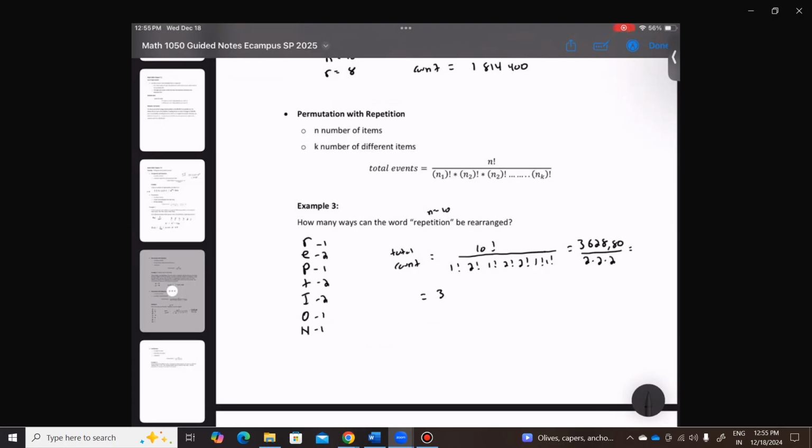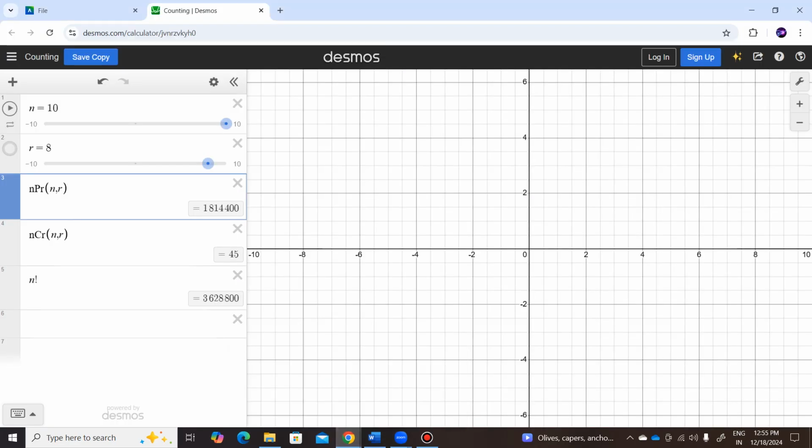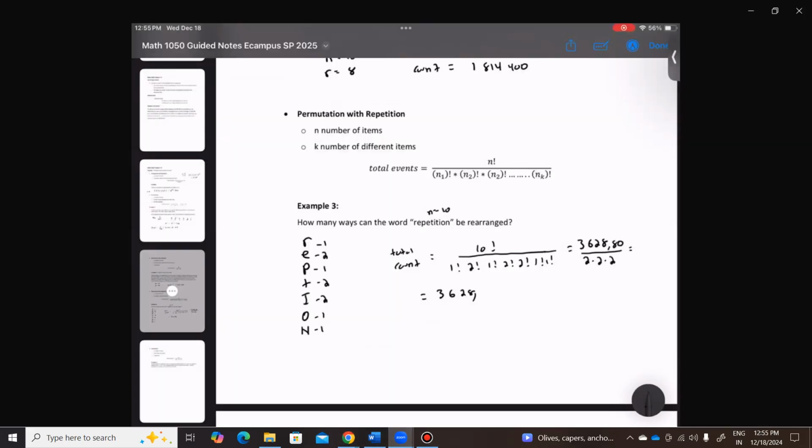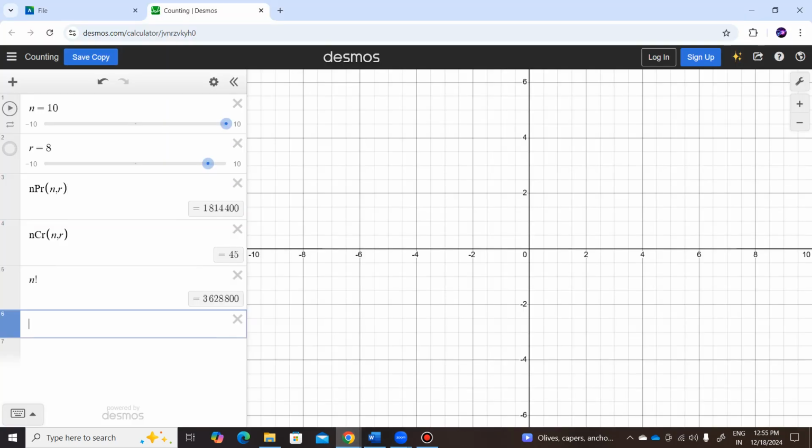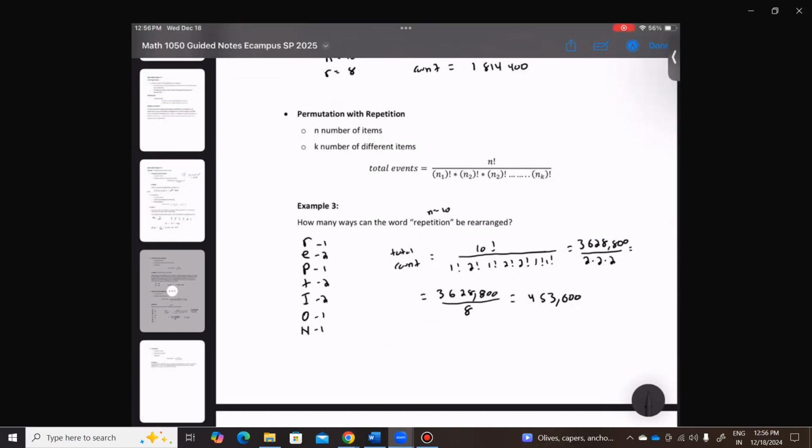So we get 3,628,800 over 8. I wrote that wrong, the 0 didn't show up. And we can do that on the calculator, and we get 453,600. Okay, that's how many different ways we can rearrange that word.